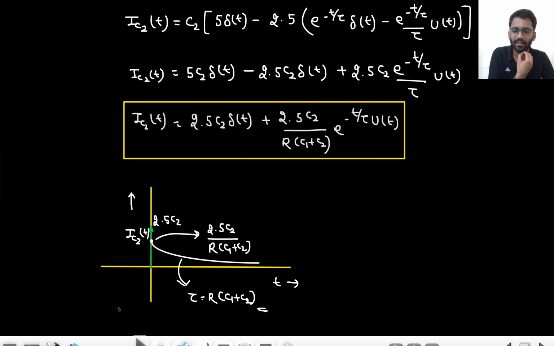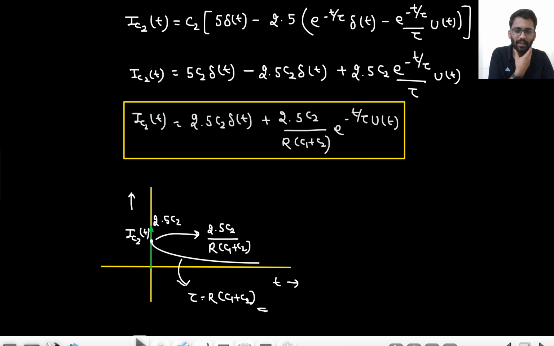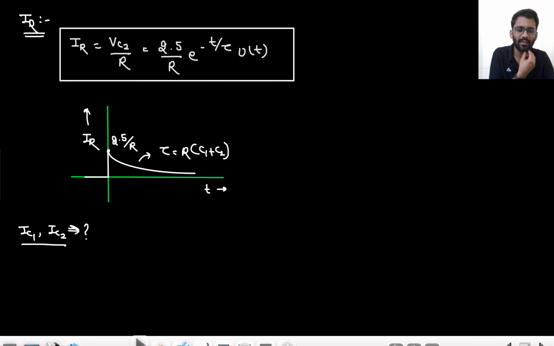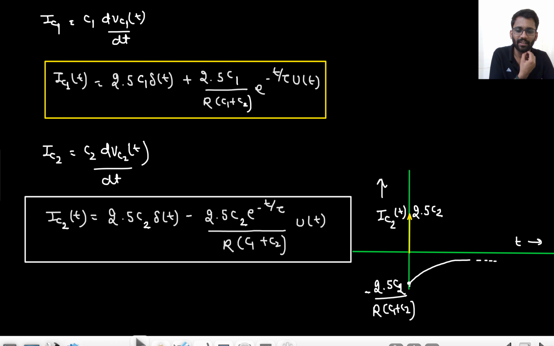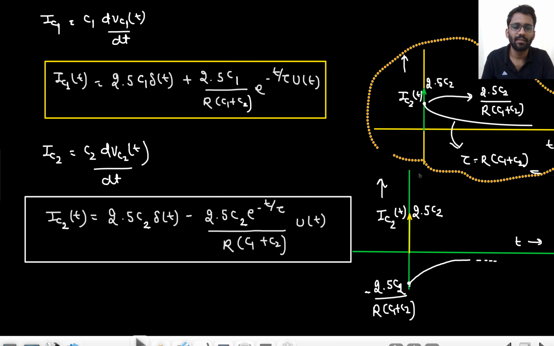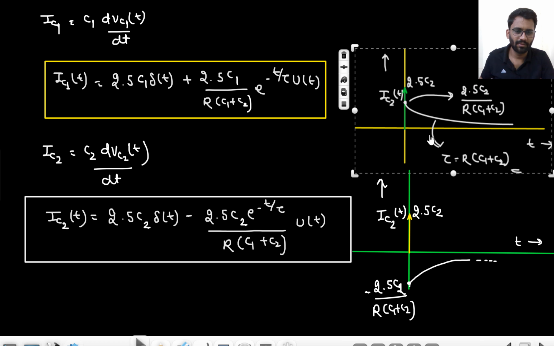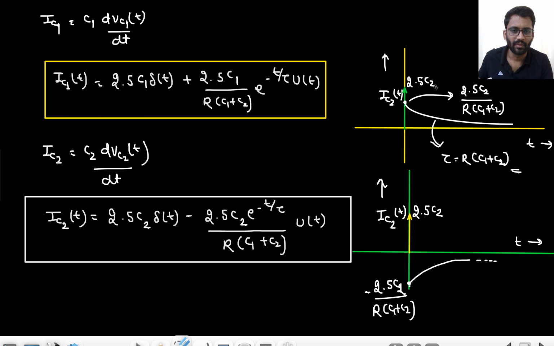And then this graph is of IC1(t), right? Just the scenarios are changed, nothing else has changed. Okay, this is the graph of IC2(t). Just this will be replaced with C1, this will be replaced with C1, and this will also be replaced with C1, right? This will be 1, this will be 1, this will be 1. This is the graph of IC1(t), this is the graph of IC2(t).